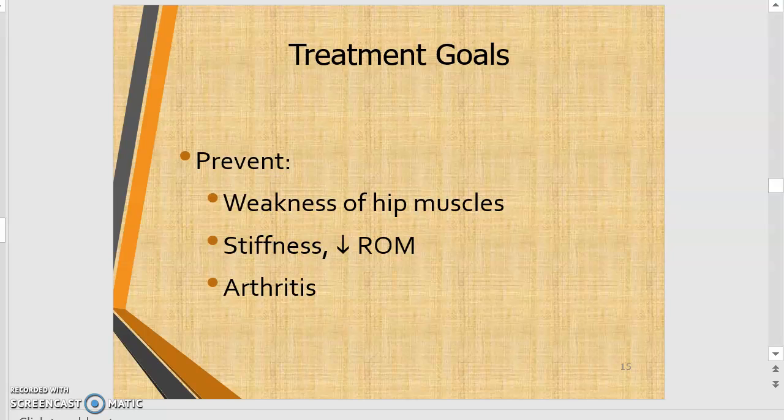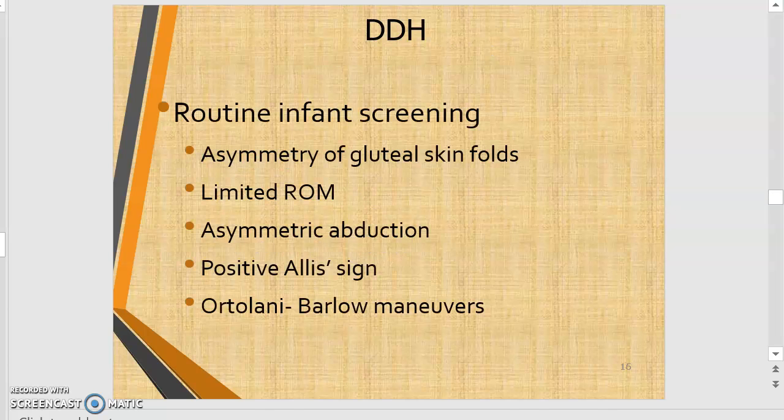Treatment goals is to realign, and we want to avoid any weakness of the hip muscles, and we don't want them to end up with arthritis or a decreased range of motion. We always screen infants for DDH. We look for things like asymmetry of the gluteal skin folds. There's always a test question on this one too, by the way. Asymmetric abduction, Allis and Ortolani's sign, and there's also called Galeazzi, which is the same thing as Allis sign. These are used to assess hip dislocation.